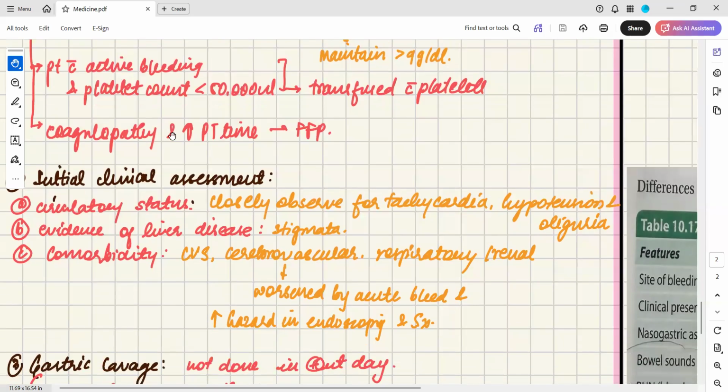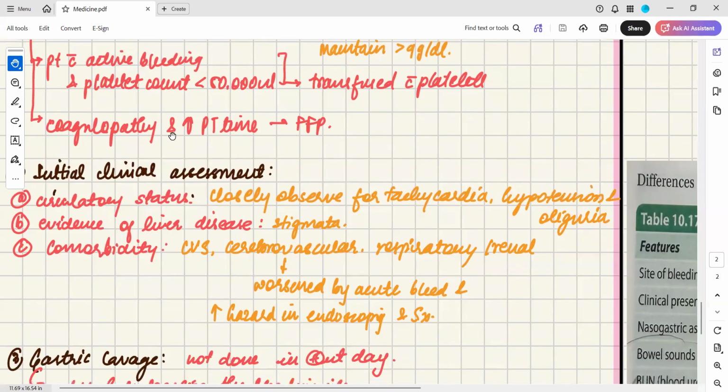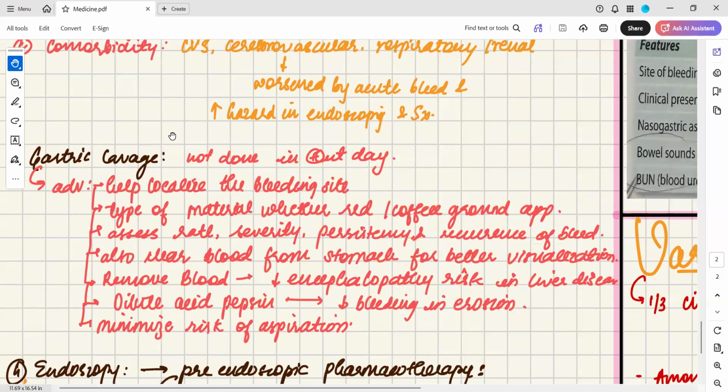Previously, when we used to treat upper gastrointestinal bleed patients, we used to do gastric lavage, but it is not done in the present day. Because gastric lavage carries the risk of aspiration, it does not really affect the mortality numbers, and we have better techniques nowadays like endoscopy.